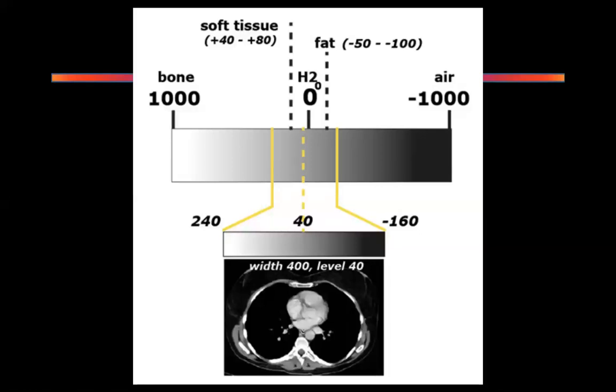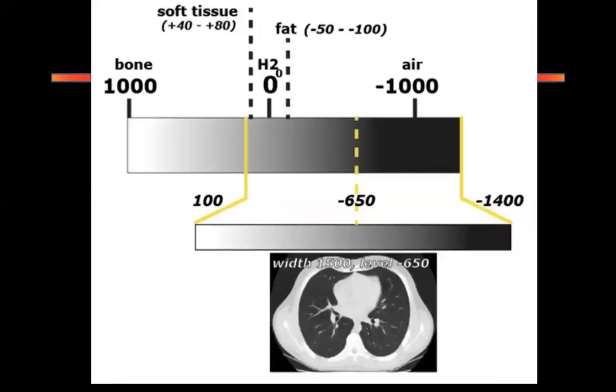So in a mediastinal window, we go from -160 to +240. So that highlights this area in the midline. If I want to look at the lung, I move the window to the right because air is black. So my window moves to -1400 to +100. And that gives me a lung window.